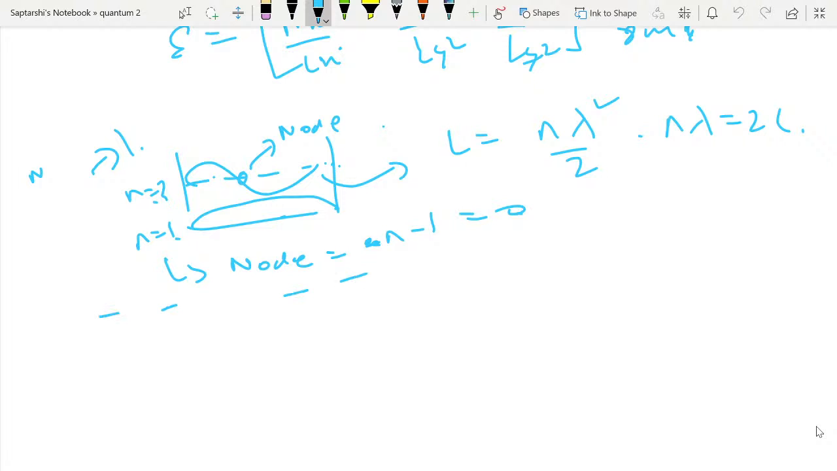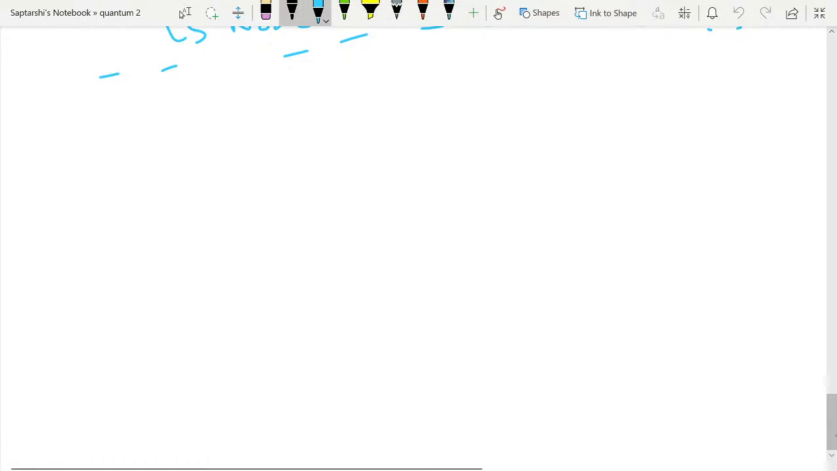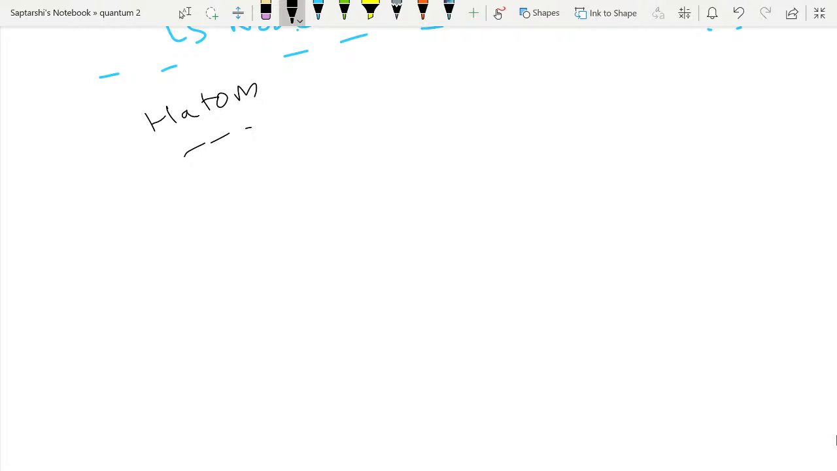Now I have said a lot of things about particles in a box. Now I'll say things about the hydrogen atom. Hydrogen atom is not only hydrogen, but it can also be hydrogen-like species like Li2+, He+, similarly Be3+.